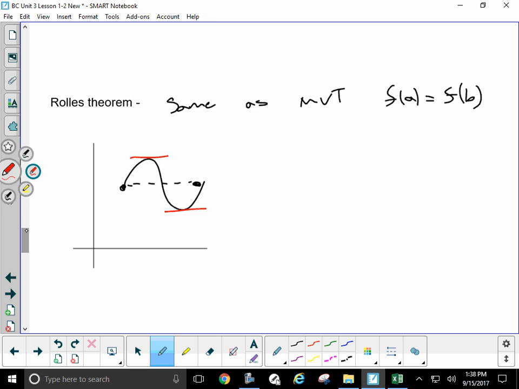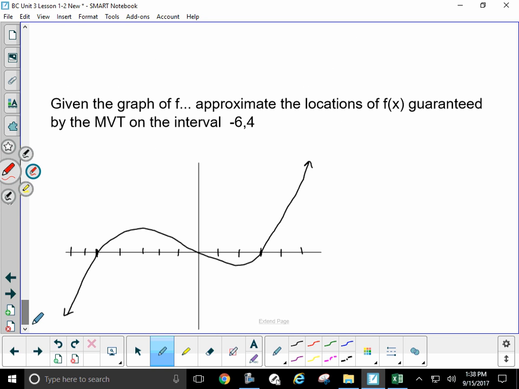Okay? Let's go to the last problem, where it's given you a graph. They say, given the graph of f, approximate the locations of f prime of x guaranteed by the mean value theorem on the interval from -6 to 4. It's very important that the interval they give you is what you pay attention to. We're looking at the secant slope of this interval. So 1, 2, 3, 4, 5, 6, -6 to 1, 2, 3, 4 to 4.